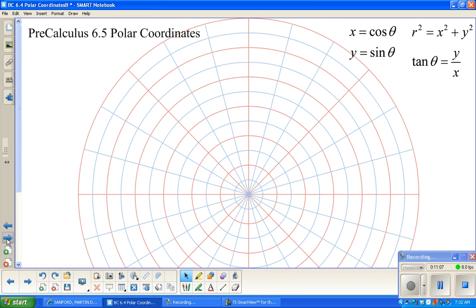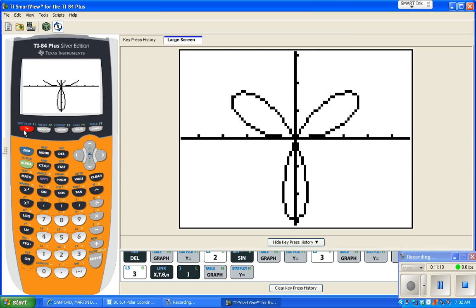Okay, so let's do another one. Let's do r equals 3 sine 4 theta. I don't think that this will be obvious. So we're going to change the 3 to a 4.